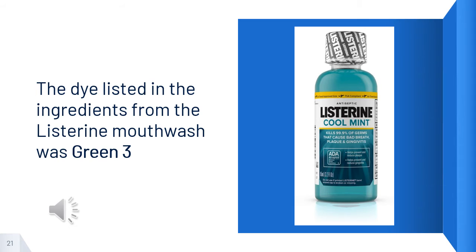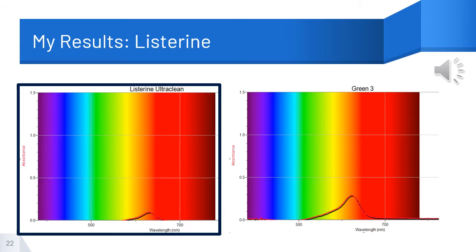Moving on to the Listerine mouthwash, the label had listed that it only had dye green 3. After comparing the Listerine and green 3 graphs, it is evident that they are very similar, except the absorbance on the Listerine is not as pronounced.